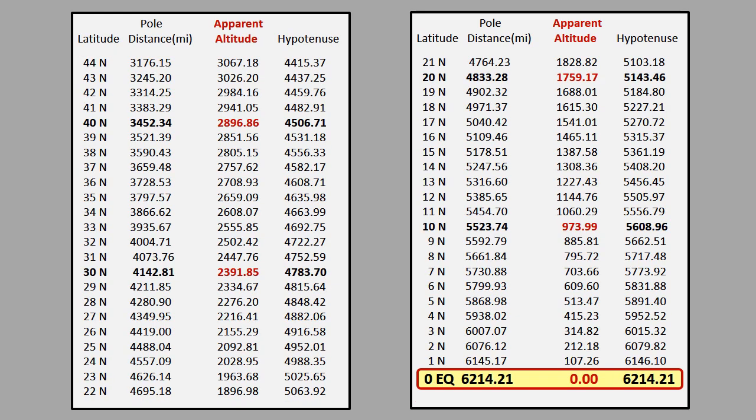Now if we go down to the lower right again, here we have 0 degrees or the equator, and the apparent altitude is now 0. So Polaris is literally sitting on the surface of the Earth. And you gotta wonder, why would he do this?